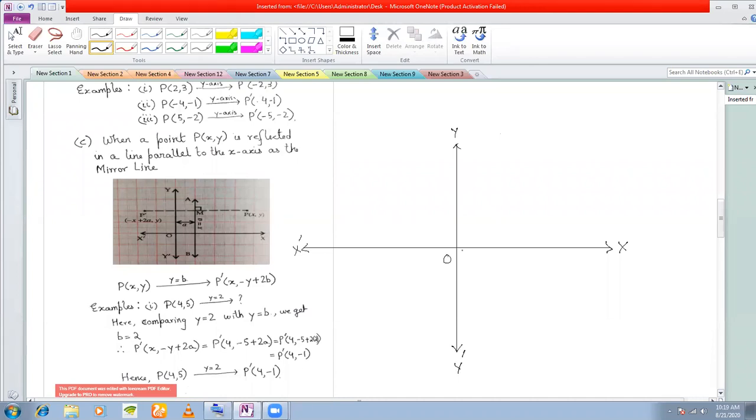Okay, these are my axes. If I want to reflect, say, a point, I will draw the mirror line first. This case is when the mirror line is parallel to the x-axis. So let's say I draw a line that is parallel to the x-axis. This one.